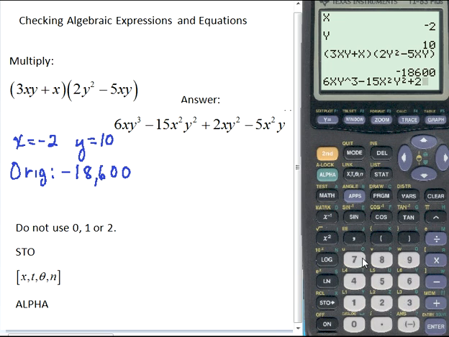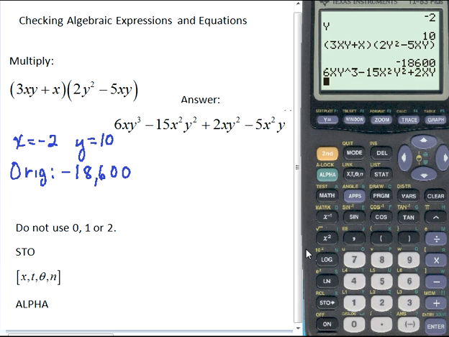plus 2xy, which is alpha 1, squared, minus 5x squared, alpha 1 for y. Now I'm going to double check this because I made a lot of entries. 6xy cubed minus 15 x squared y squared plus 2xy squared minus 5x squared y. Alright, it looks okay. And then I'll hit enter.